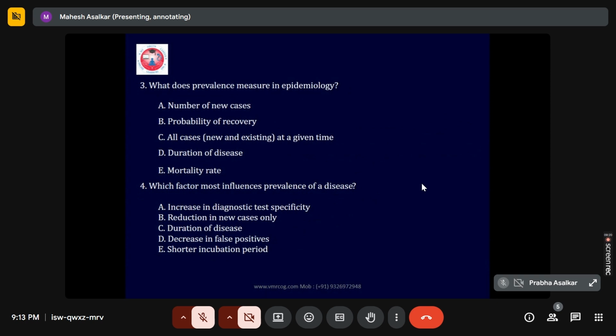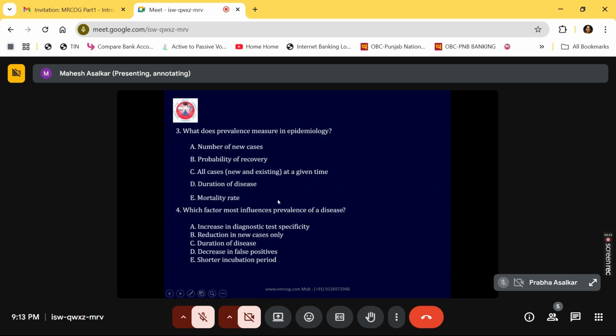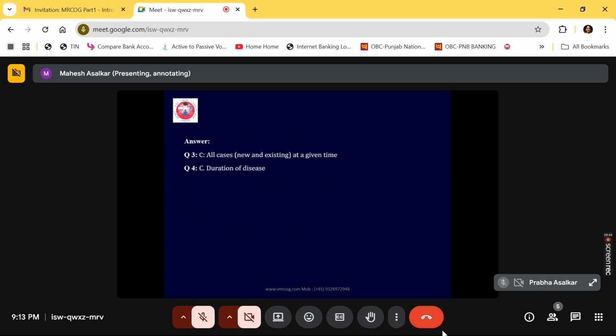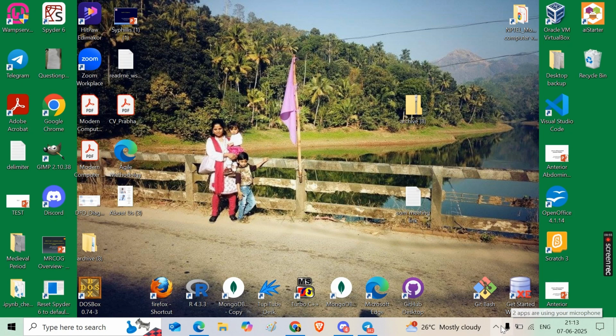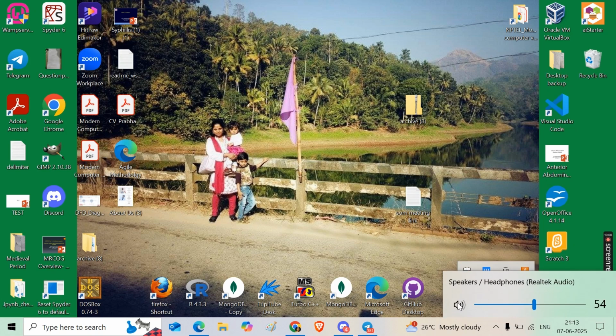Which factor most influences the prevalence? Prevalence includes what? It includes new cases as well as old cases. Now if the old cases are getting cured quickly, what will happen? And if the old cases are lasting longer, what will happen to the prevalence? If they are lasting longer, then the prevalence will increase. So the duration of the disease, correct? You got it? Yes, sir. So this is regarding the prevalence. Question number 3 is C answer, and question number 4 is also C, that is the duration of the disease.